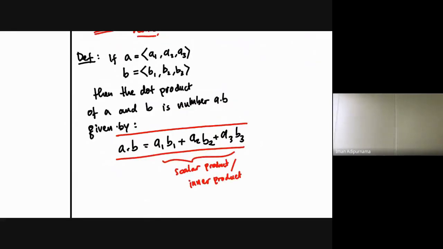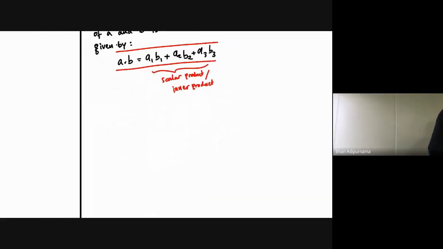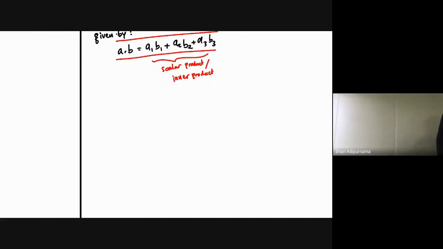Okay, this is just the official definition: the dot product of A and B is the number A dot B given by this. So if we see A dot B, this is the dot product of A and B. Just official terms. But I believe you are already familiar with the calculation itself.